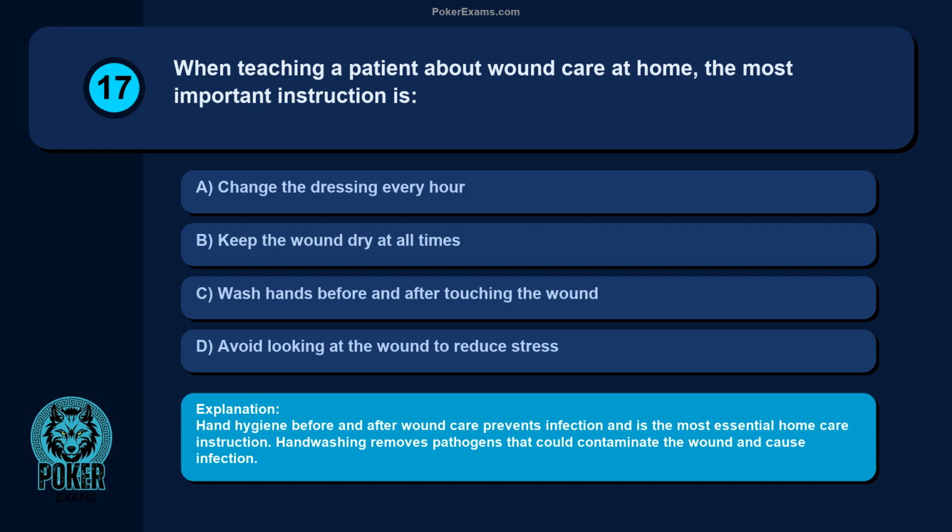Hand hygiene before and after wound care prevents infection and is the most essential home care instruction. Hand washing removes pathogens that could contaminate the wound and cause infection.